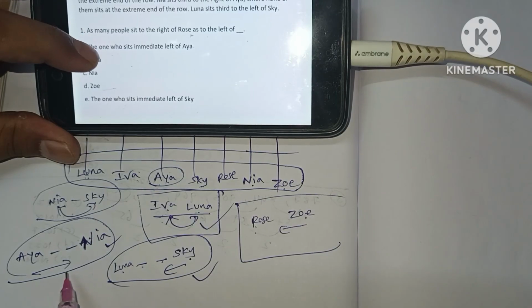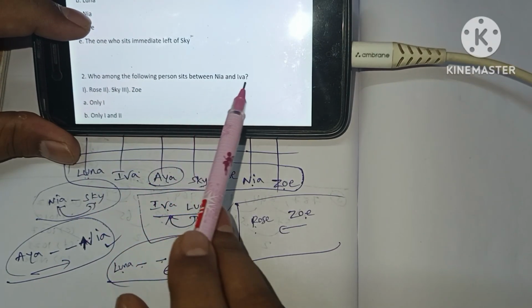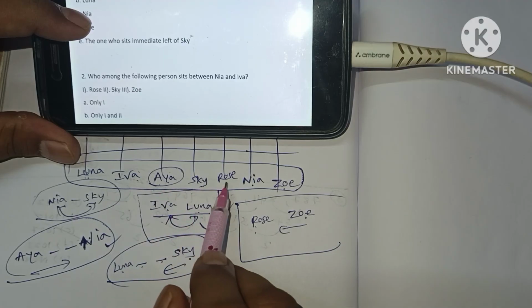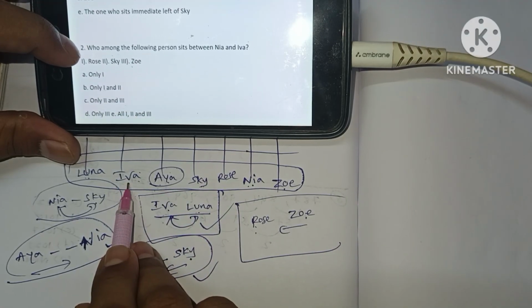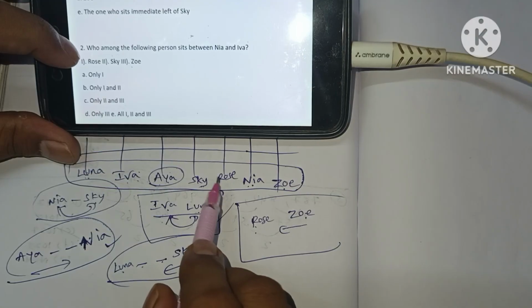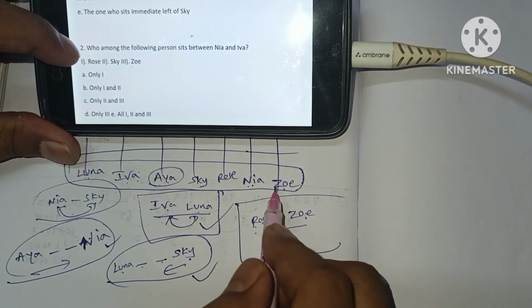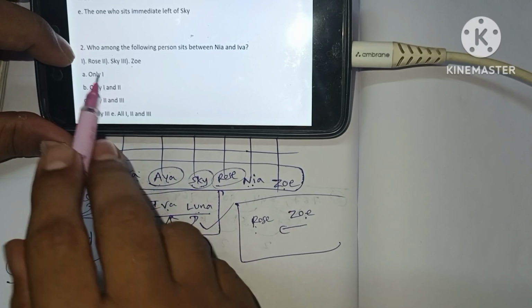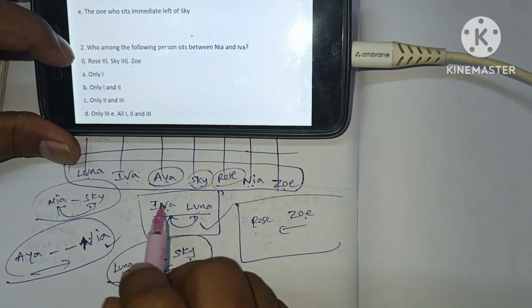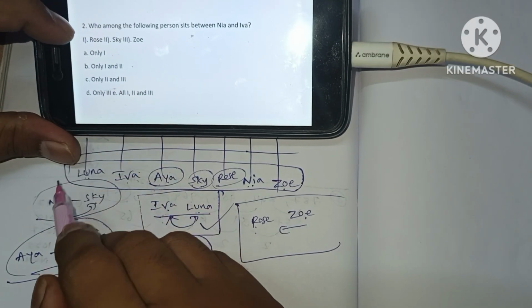Okay. Next, second question. Who among the following persons sits between Nia and Eva? This is Nia and this is Eva. The options given are Rose, Sky, and Joy. So Rose and Sky can be seated between Nia and Eva, but not Joy. So the answer will be 1 and 2.